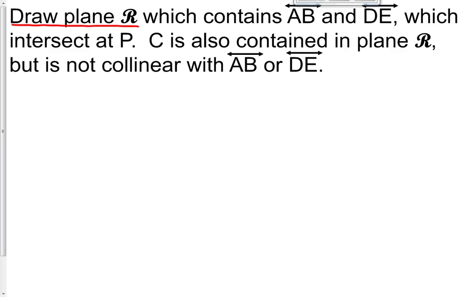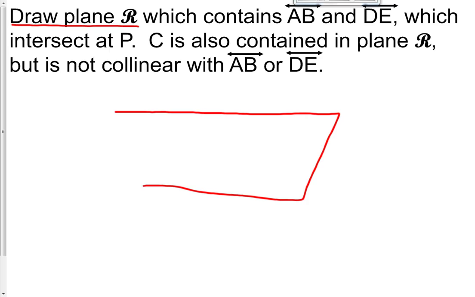Draw plane R. So plane R, a plane is a flat surface, and this flat surface extends infinitely in all directions, but it's hard for us to draw infinity, so we oftentimes just draw a quadrilateral. Something like this. Alright, so oftentimes in the corners we label that cursive script plane, so this is plane R. Something like that. So we have the plane, and it contains A, B, and D, E, which intersect at P.